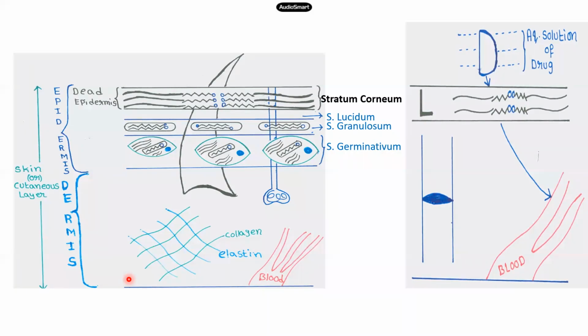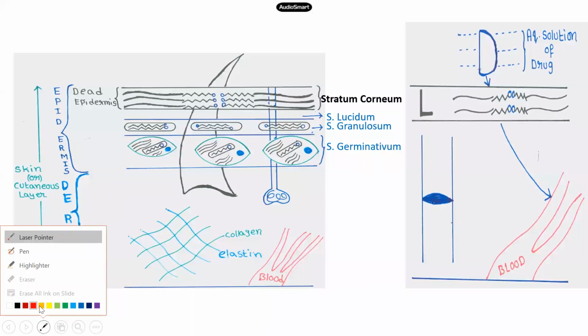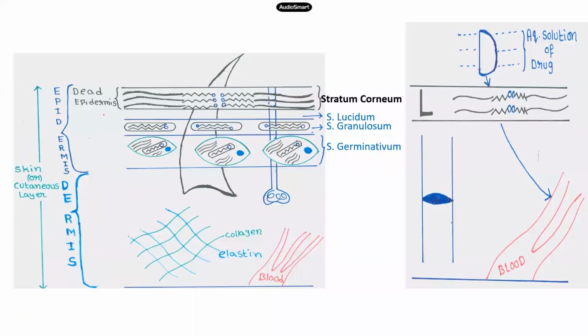Skin is also an amphiphile. What is an amphiphile? A molecule containing both a polar group and a non-polar group. Skin also consists of both polar and non-polar groups. Which is the polar group? That is the living epidermis and the dermis. These all are the hydrophilic portion. This is the hydrophilic portion.